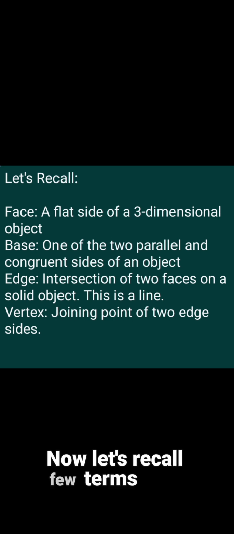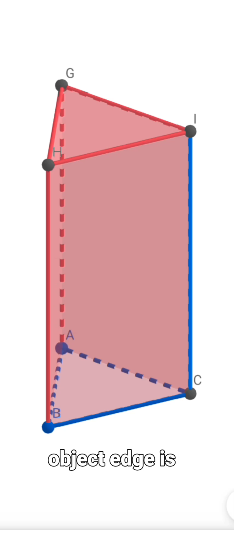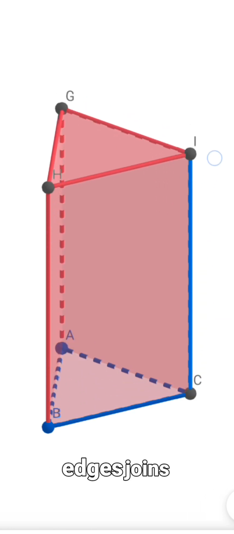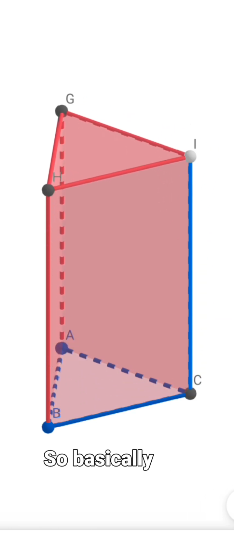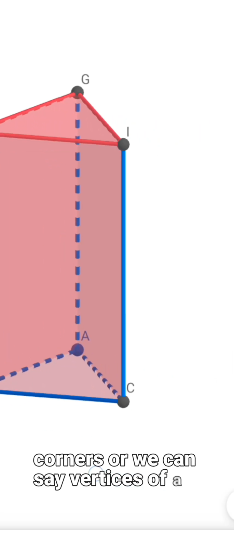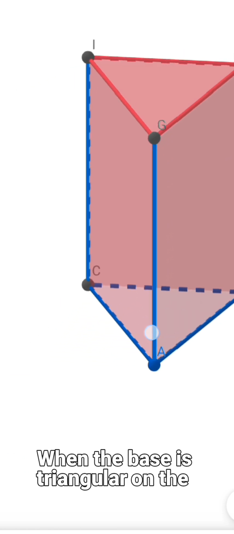Now let's recall a few terms. Face is the flat side of the 3D object. Edge is the intersection of two faces, and vertices are where edges join. So basically vertices are the points. So we can see from the figure there are two bases, 9 edges and 6 corners, or we can say vertices, of a prism when the base is triangular.